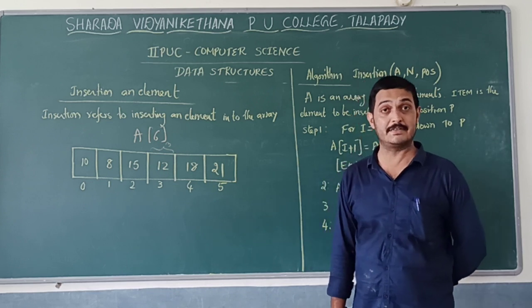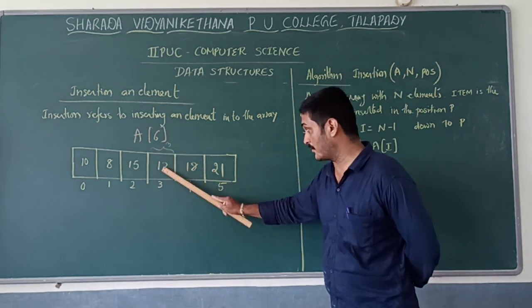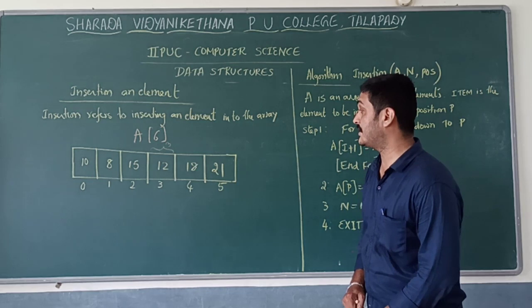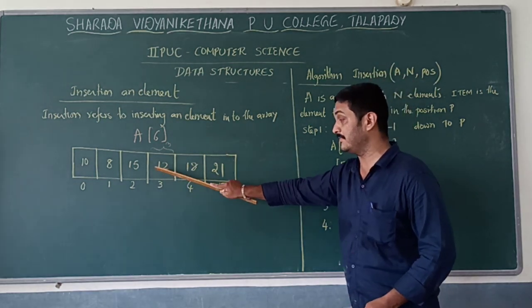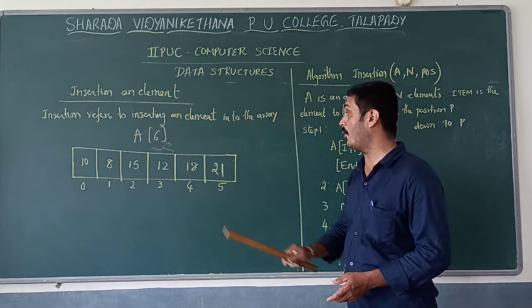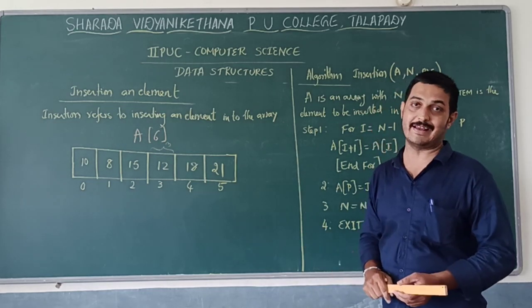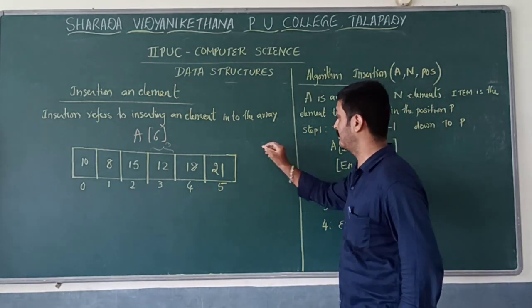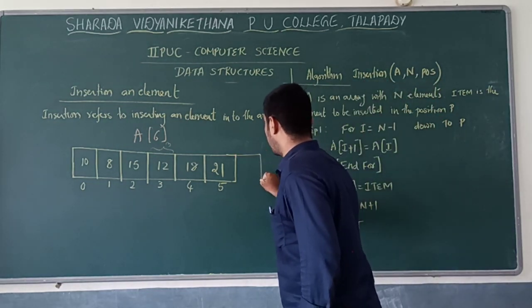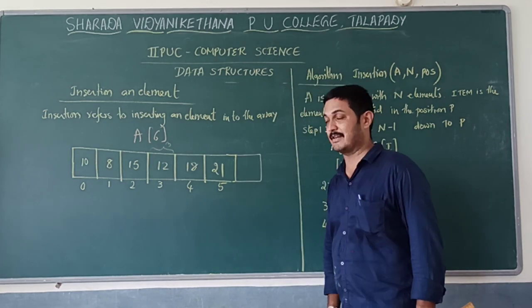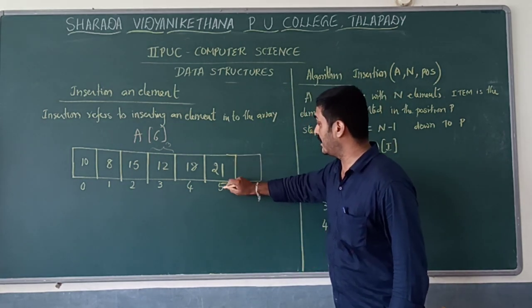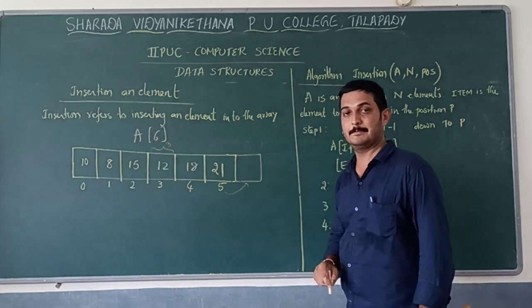So what happens? To insert an element at this location, we have to shift all the elements starting from this location one position to the right. So how can we implement this? Automatically we have to create a place for that. So the fifth element will be shifted to this one.